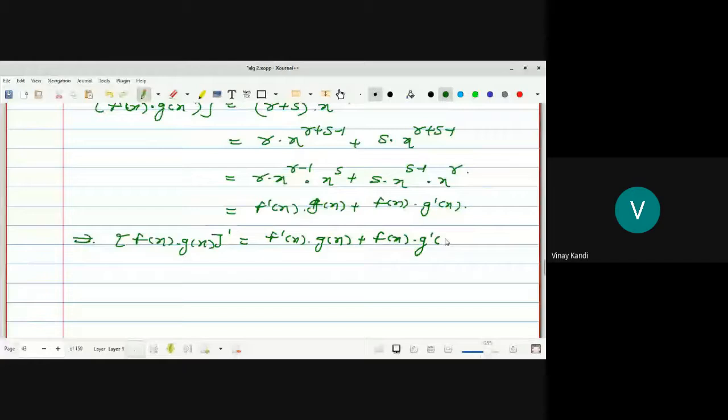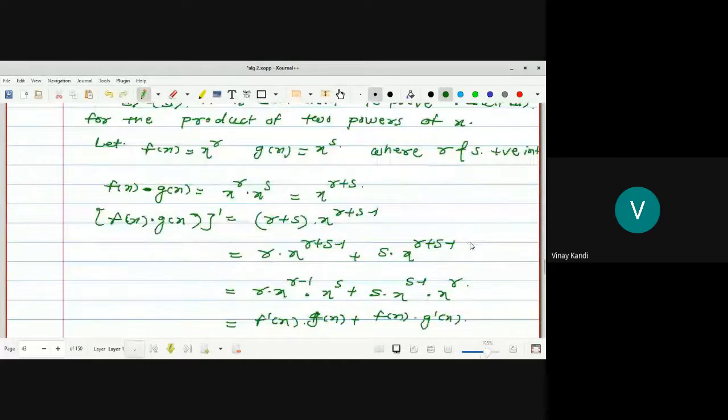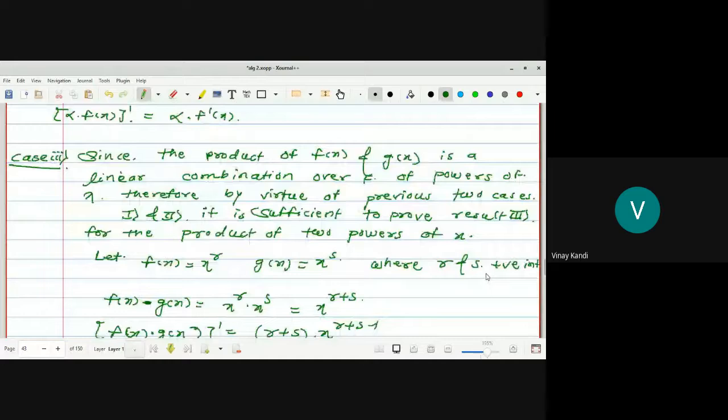Okay, the previous case number 1 and 2. There is no need to prove it again for the product of f into g, because the polynomial will become very big. It is sufficient to show it for these two polynomials, x raised to r and x raised to s.